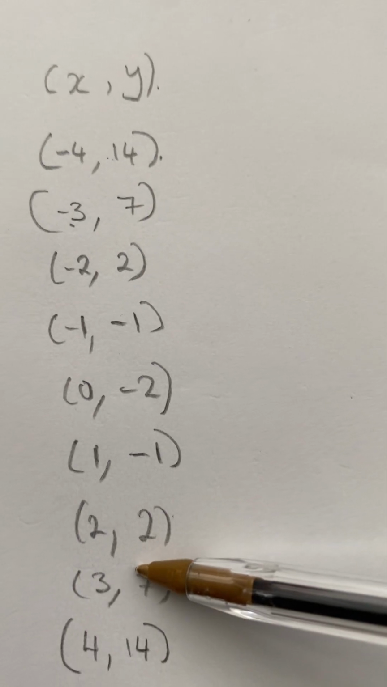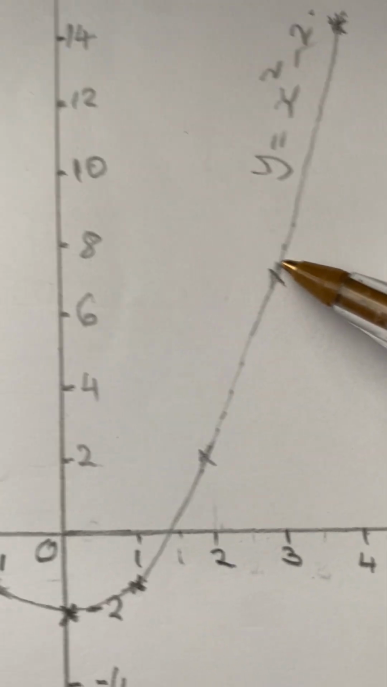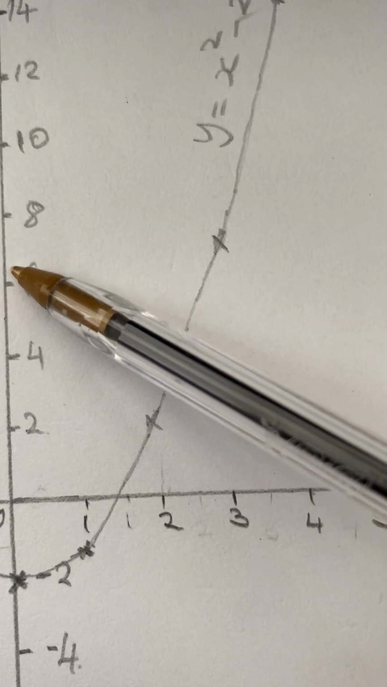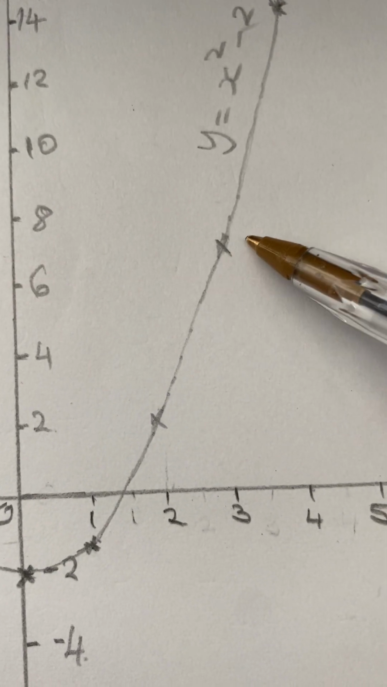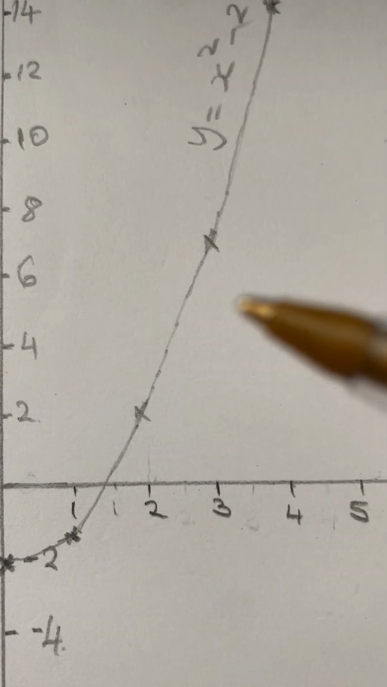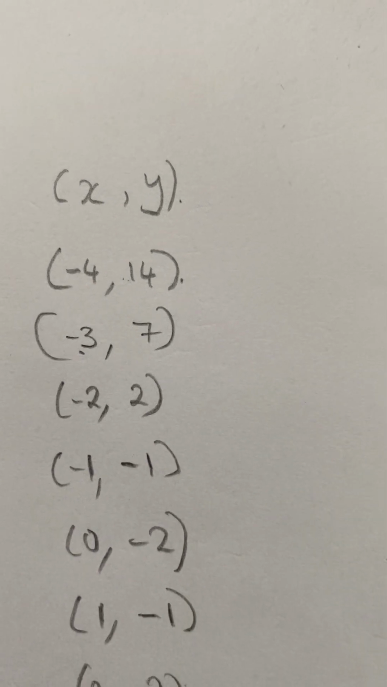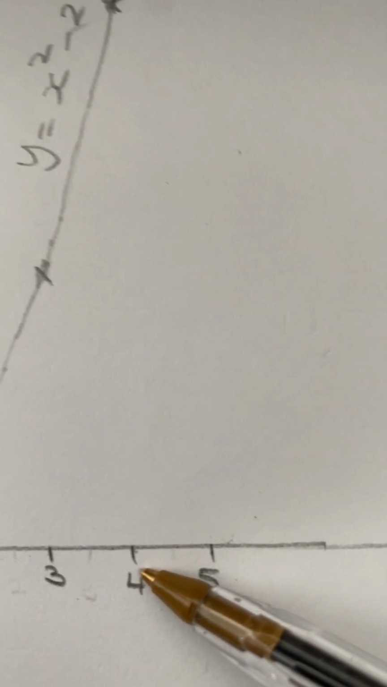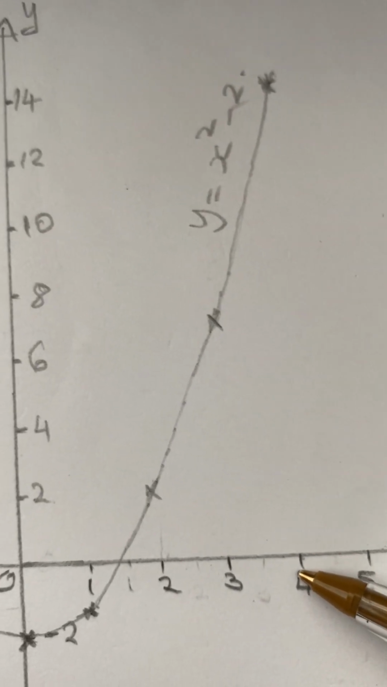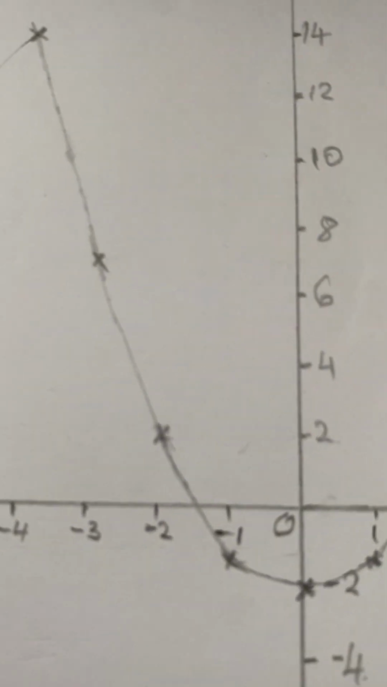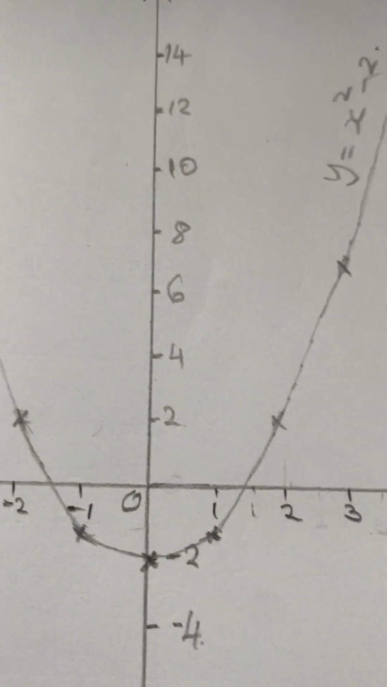When x is 3, y is 7. So when x is 3, y is 7, between 6 and 8 here. So 7 will be somewhere here, there. Again, not to scale, by eye judgment. When x is 4, y is 14. So when x is 4, y is 14. So there. Okay. So now, after that, we try and plot.